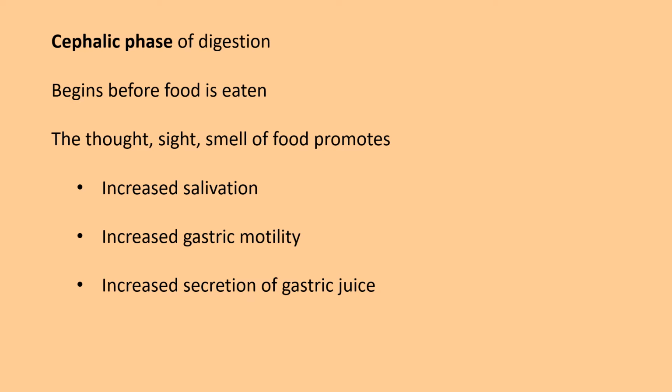And the muscularis responds by increasing the rate at which it contracts and relaxes. And this gives rise to a churning action in the stomach. And maybe you've noticed that you can hear your stomach growling or grumbling, making rumbling sounds when you're hungry. And this is due to an increase in gastric motility during the cephalic phase of digestion.